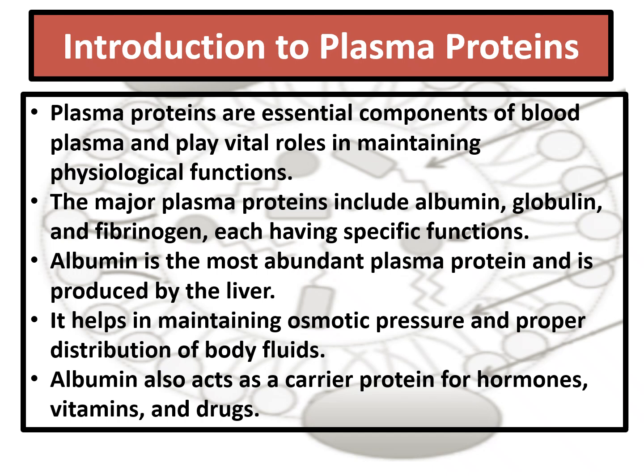Among all the three, albumin is the most abundant plasma protein, and this albumin is produced inside the liver. Albumin plays a vital role in maintaining osmotic pressure and proper distribution of body fluids. Albumin is also acting as a carrier protein for hormones, vitamins, and drugs. This albumin is pretty famous for carrying the fatty acid molecules, which will be transported in the blood.